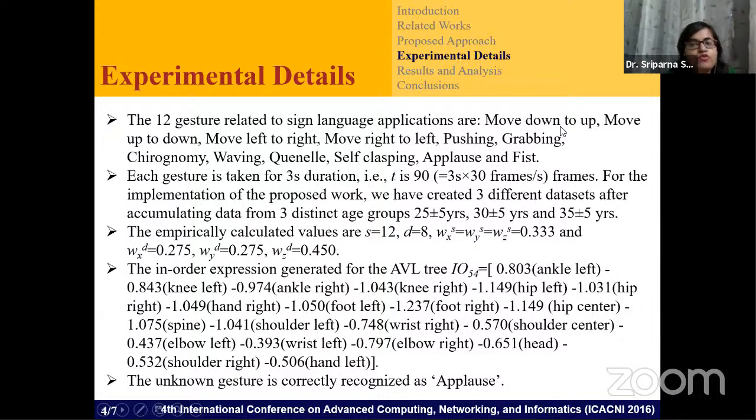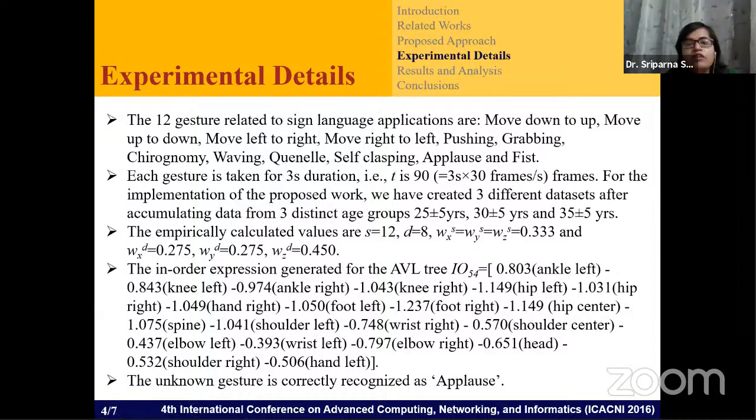For this particular scenario, we have taken into account 12 gestures related to sign language application. That is: move down to up, move up to down, move left to right, move right to left, then pushing, grabbing. These are the 12 basic body gestures that have been considered for this experiment. Each gesture is taken for a period of 3 seconds, as the Kinect sensor frame rate is 30 frames per second.